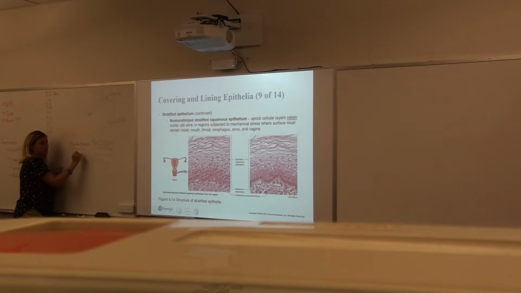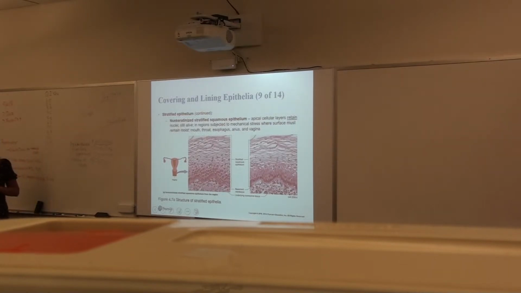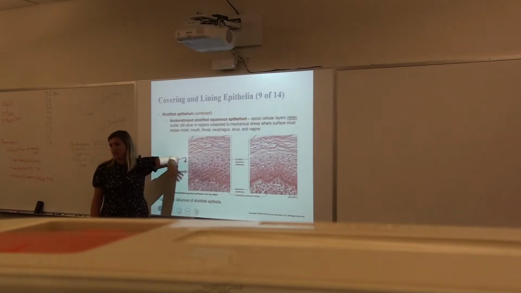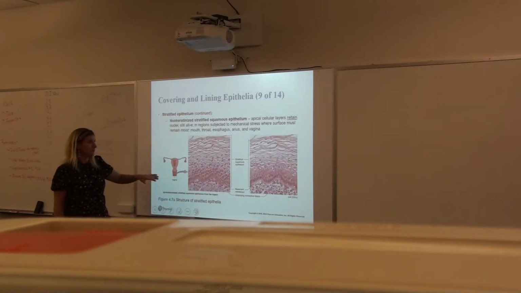This is like the inside of our cheeks, inside of the esophagus. This is all lining areas on the inside of our body that are subject to friction. And so these cells aren't quite as dried out as the cells making up our skin.